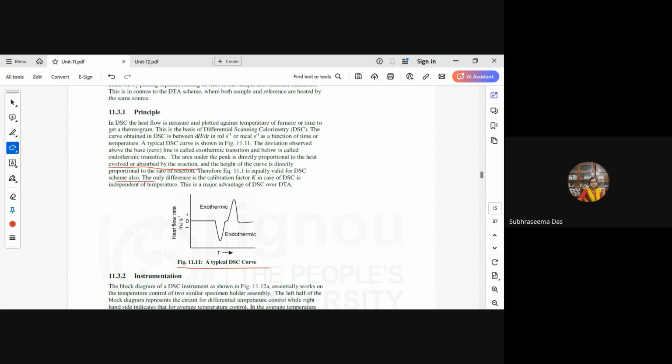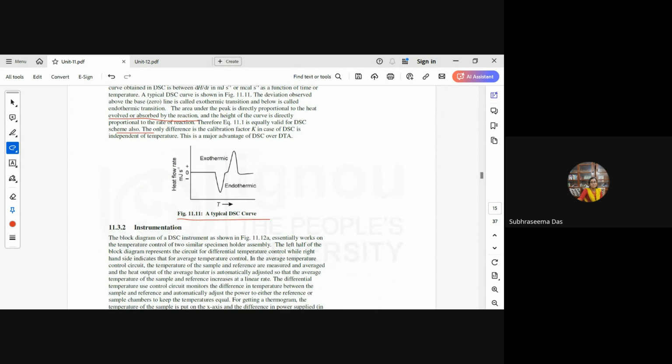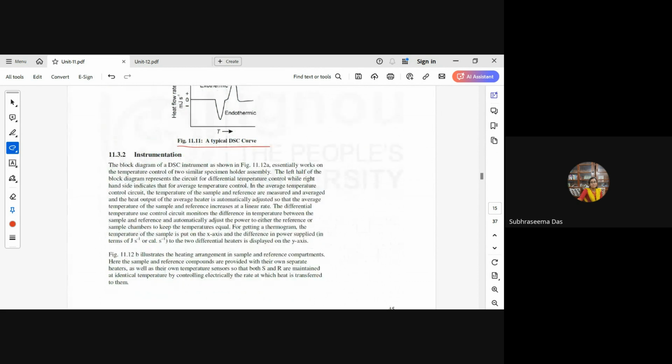The only difference that we understand is the calibration factor K in DSC and DTA. In the case of DSC, K is not dependent on temperature. However, when we talk of DTA, the calibration factor K is temperature dependent. So, this is a major advantage of DSC over DTA, because K remains independent of temperature in DSC, whereas it is temperature dependent in DTA.